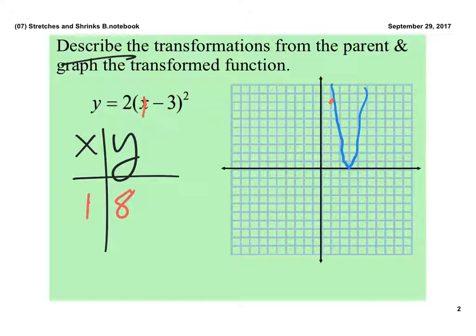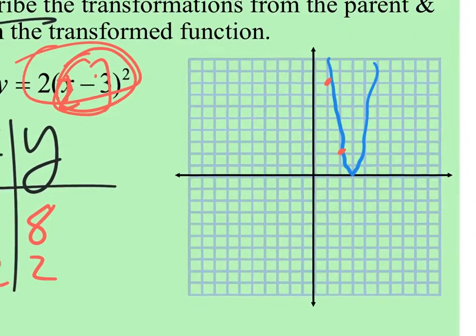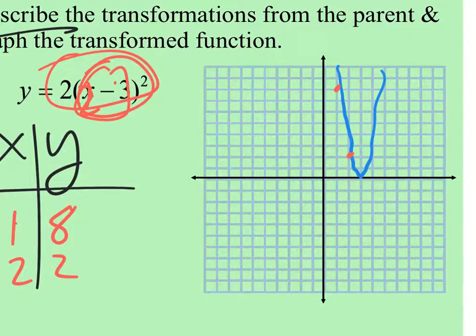Thea, tell me another point. 2. Okay. Tell me what happens now. Walk me through it. I put in the 2 and I get 2 minus 3. What's that? Negative 1 squared. What's that? 1. 1 times 2. What's that? 2. Over 2, up 2. Ha! I was pretty much on again. Yay. Okay. How about we do one more?